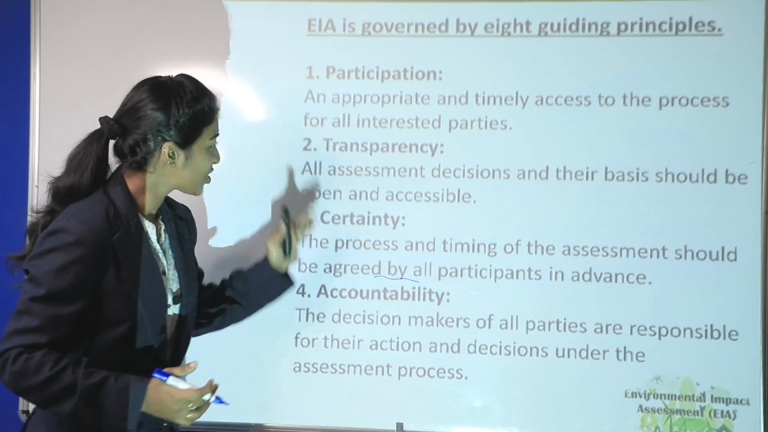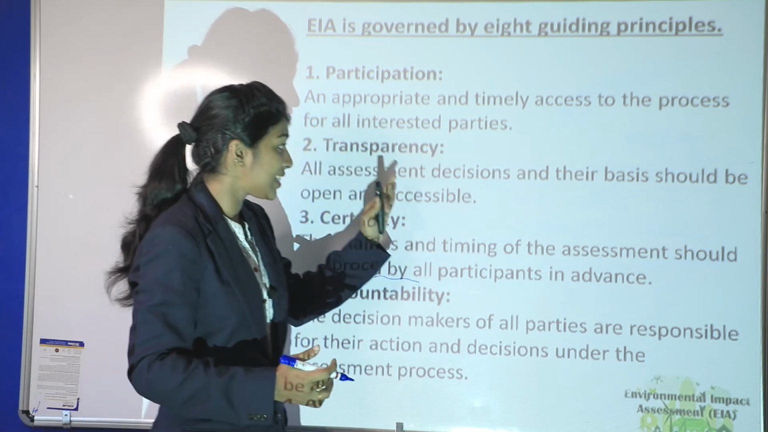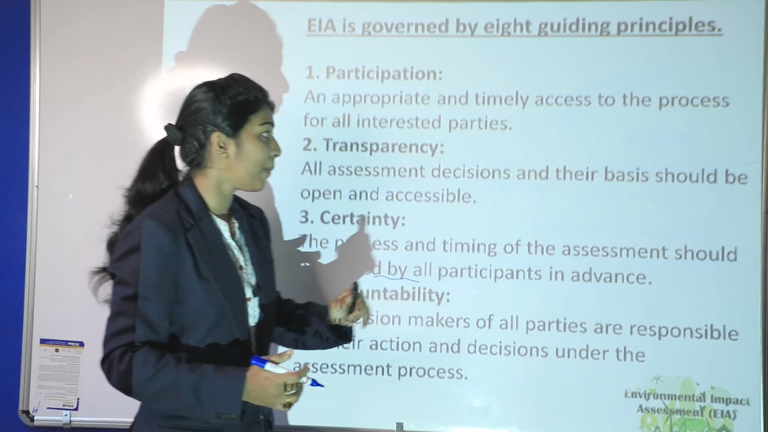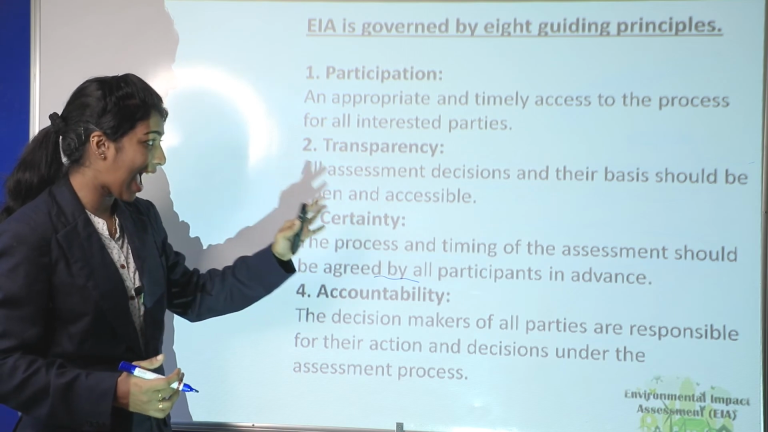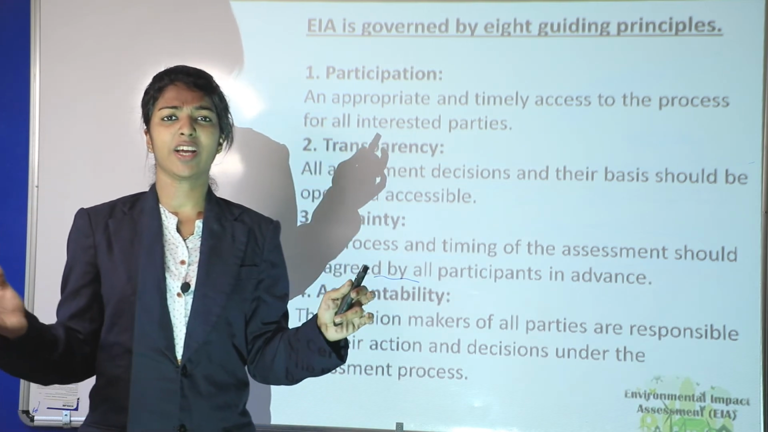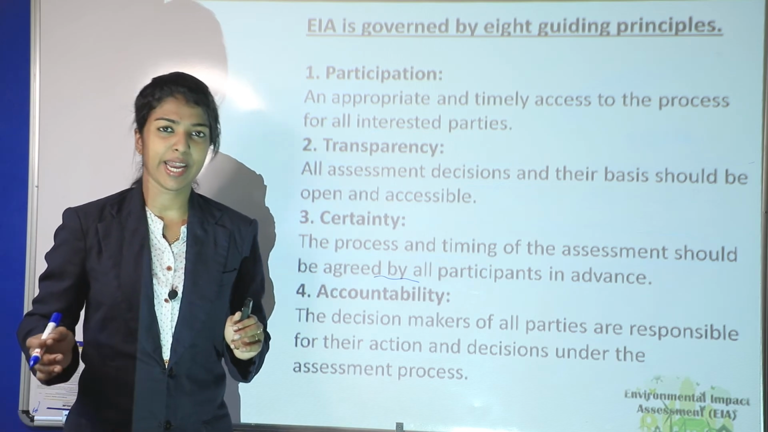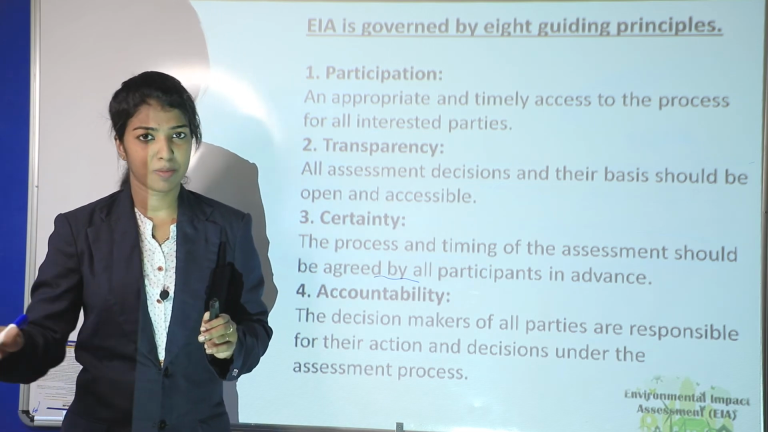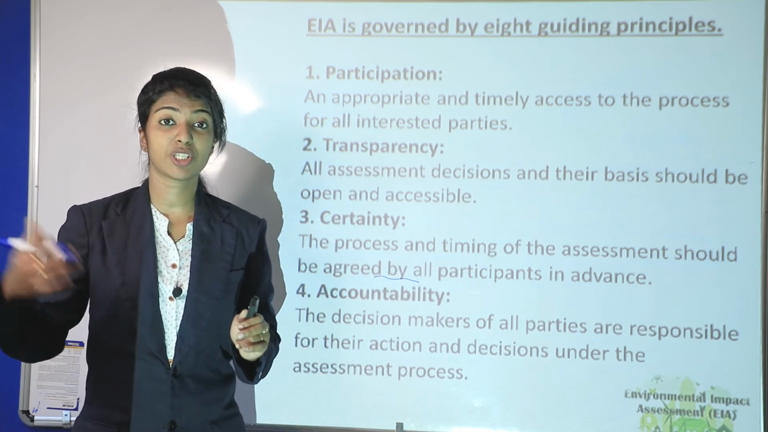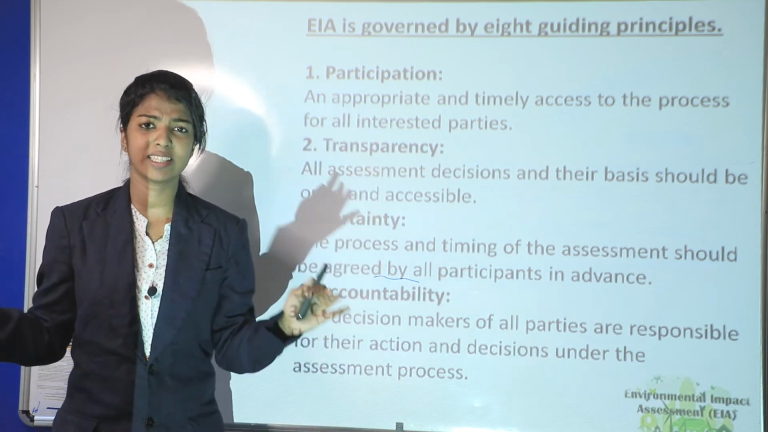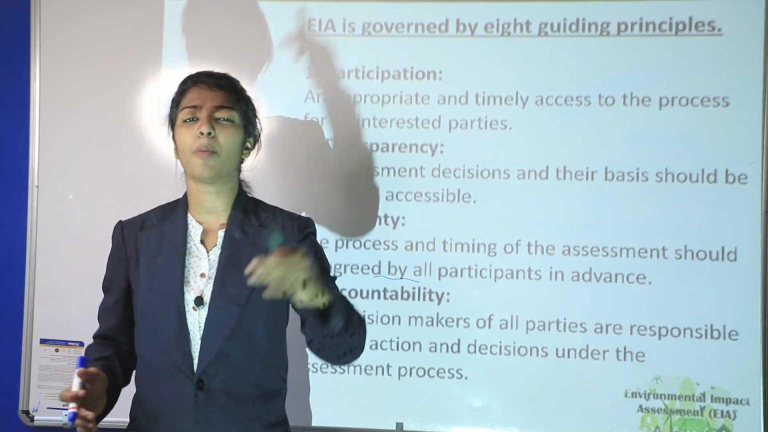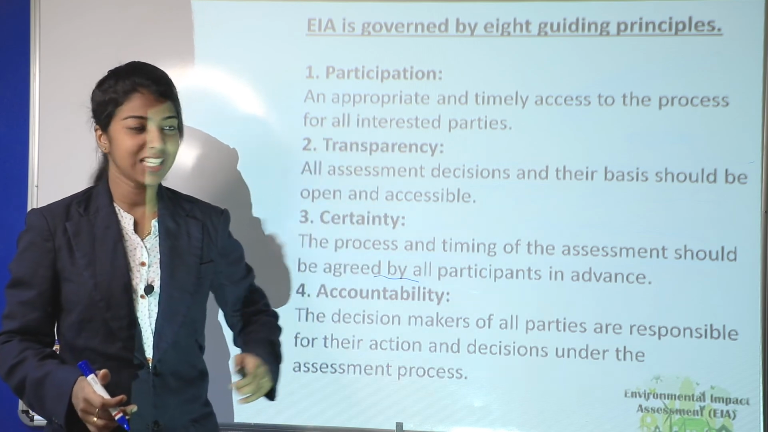Next is transparency. All assessment decisions and their basis should be open and accessible. Everything, all the decisions regarding the construction, how it is affecting the environment, what mitigation measures are used, what the positive and negative impacts are, everything should be transparent to the common world. That is the second step.